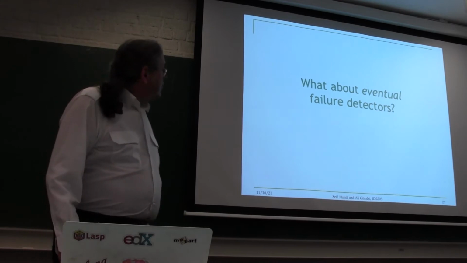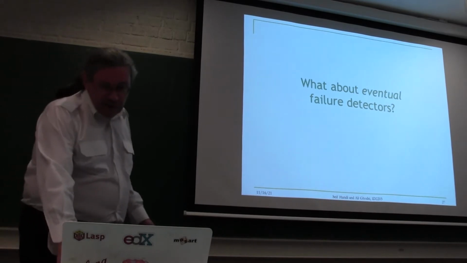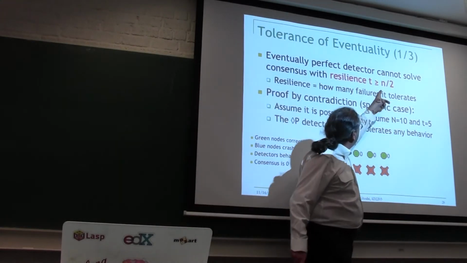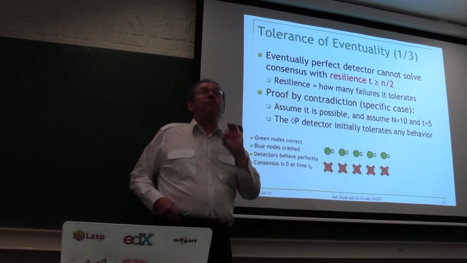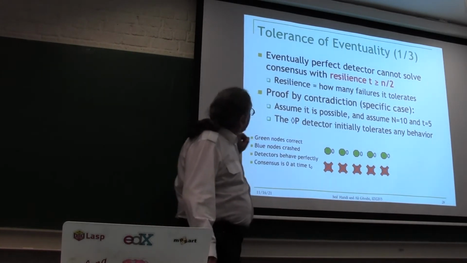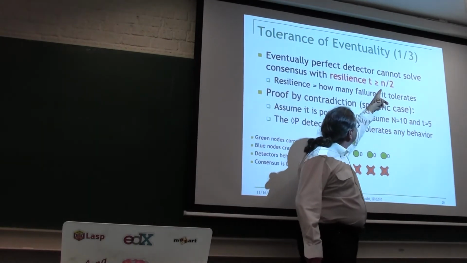I'm going to show you a nice algorithm, but before that, I want to show you a limit. I want to show you a theorem. You cannot make it eventual where it has to survive at least n over 2 failures. Okay? I can prove that. We'll make a formal proof now. An eventually perfect detector cannot solve consensus with resilience at least n over 2.